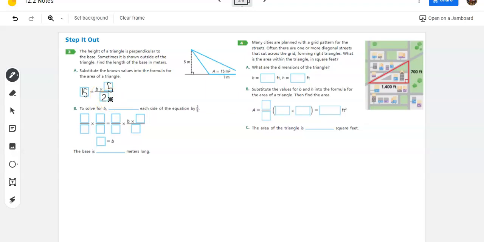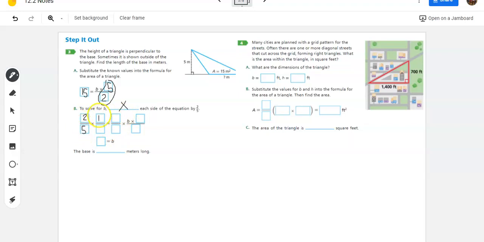This is going to take us just a second to get through, so be careful and make sure you're following along. To solve for b, we have to multiply each side of the equation by 2/5, because the opposite is dividing, so we're going to have to flip it. So we get 2/5 here.